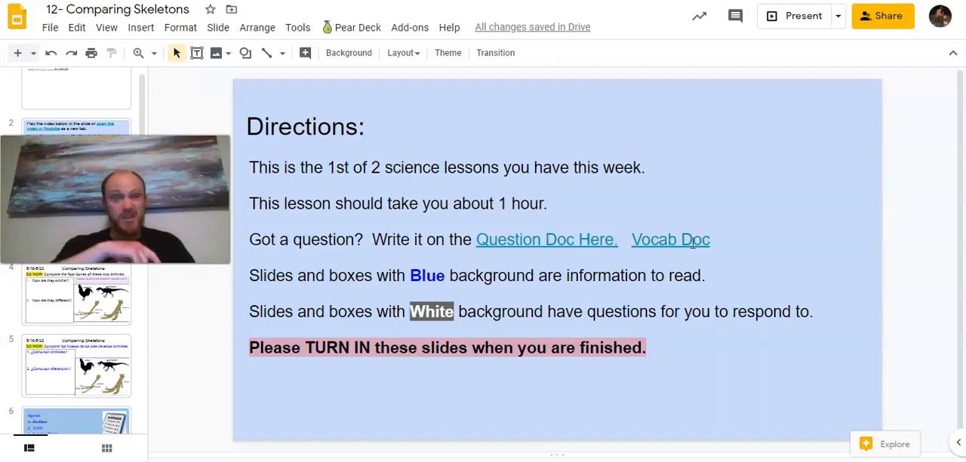So if you get confused on something like what does that word mean, check out this vocab doc, open it up and just keep scrolling through it. It'll help you. Thank you, Jenna, for putting that together for us.